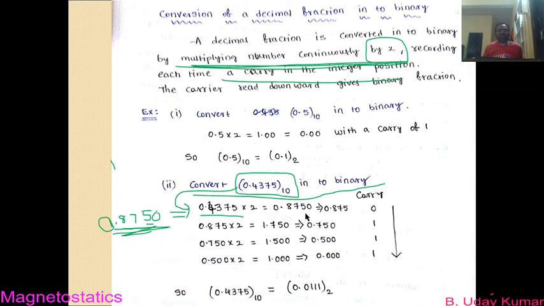Next, whatever you get will again be multiplied with 2. So when you multiply this 0.875 with 2, the value will be greater than 1, and its value will be how much?